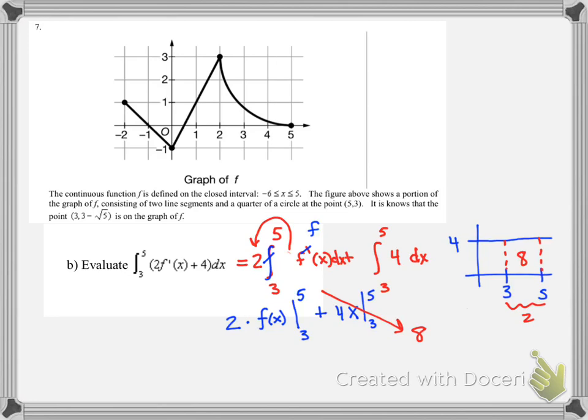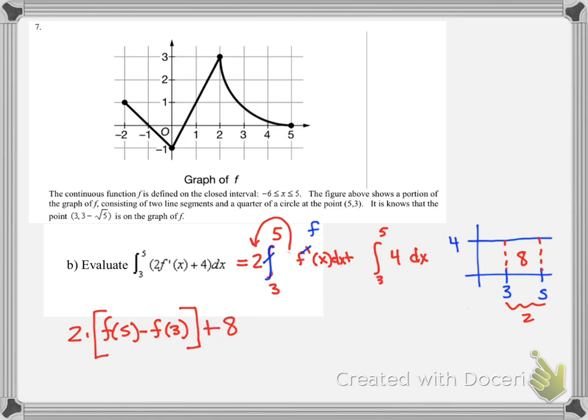So now we're looking at 2 times the function at 5 minus the function at 3 plus 8. So now I try to finish this out. The function at 5, oh, okay, well here's the graph of f, so the function at 5 is 0. So I'm going to have 2 times 0 minus the function at 3. Crap, I don't know what that is.